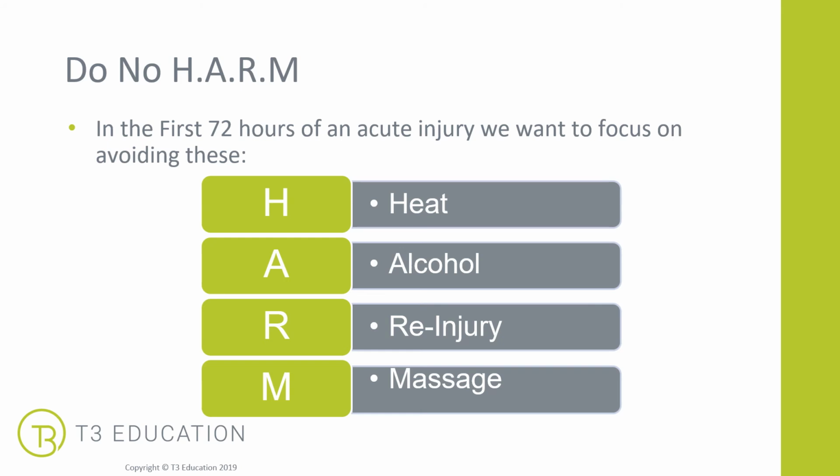The third is re-injury, and that's your client continuing to exercise if they are into an event, or carrying on with what they were doing after an event has occurred, or repeating what they've been doing that's caused the injury in the first place. And the last one is massage, so avoid any massage to the area of the injury.